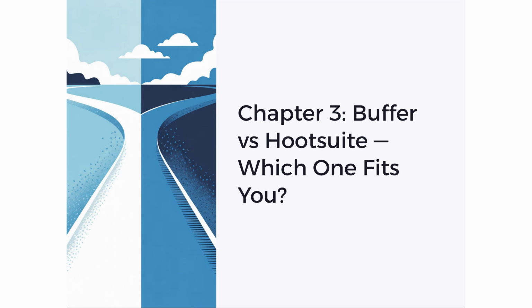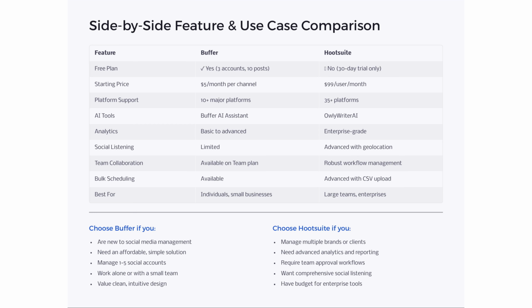Buffer offers a free plan with 3 accounts and 10 posts, while Hootsuite provides a 30-day trial. Buffer's starting price is $5 per month per channel, compared to Hootsuite's $99 per user per month. Buffer supports 10-plus platforms, Hootsuite 35-plus. Buffer is ideal for individuals and small businesses, whereas Hootsuite suits large teams needing advanced analytics and social listening.